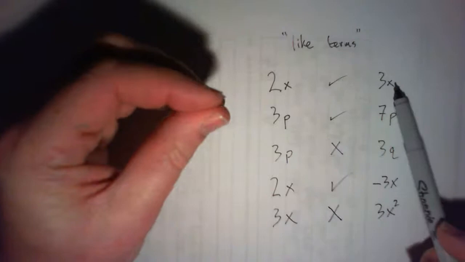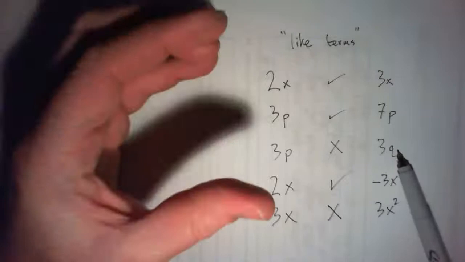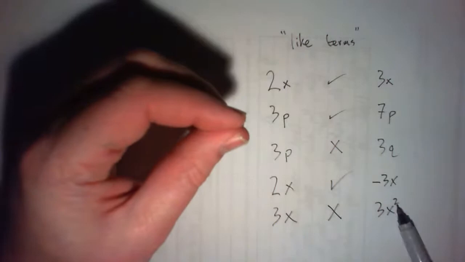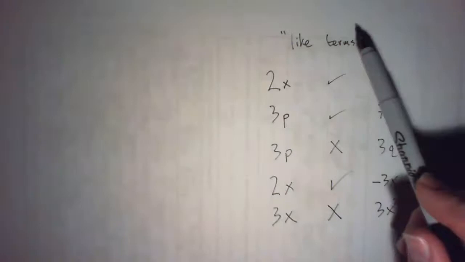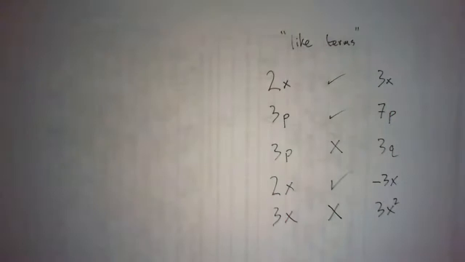So if I say, look, watch here, top one, x, x, p, p, p, q. See, they're not the same. P, q. Okay, x, x, x, x squared. Not the same. So we want like terms. So the easiest way to understand like terms is say it. If the variable sounds the same in both terms, they're like terms. It's as simple as that.